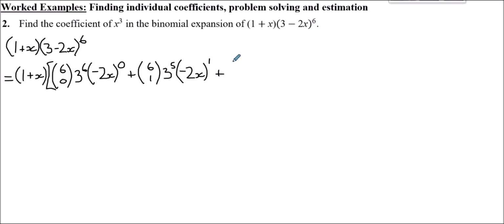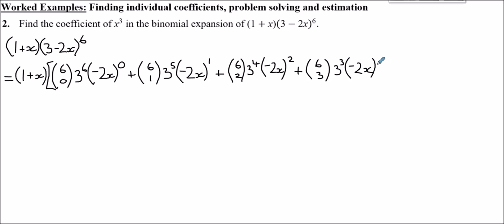So let's carry on the pattern. So next up we're going to have 6 choose 2, 3 to the power 4, (-2x) squared, and then we're going to have 6 choose 3, 3 cubed, (-2x) to the power 3. And it will continue, but I'm just going to go plus dot dot dot.